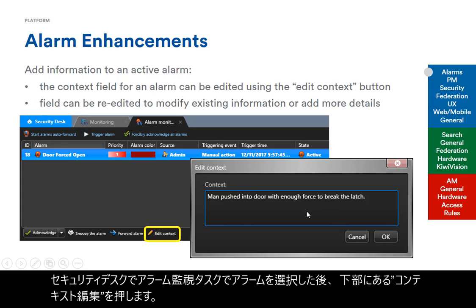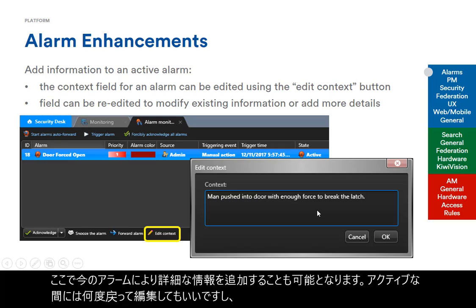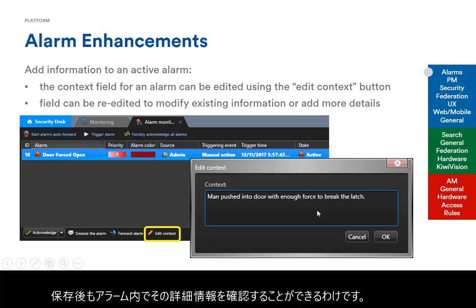And in this window, I can actually type in whatever information I need to add more detail to the present alarm that is currently being investigated by our operators. So this, of course, we can add information to it. If we edit the context again, we can change that information. If we find out more details, we can add those to the context as well. And then, of course, that gets saved with the alarm and can be viewed later.